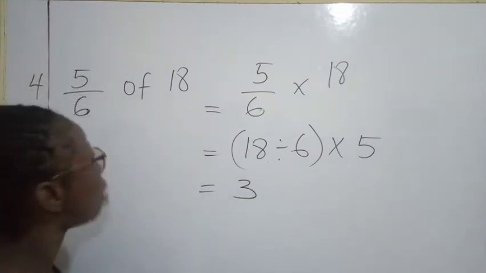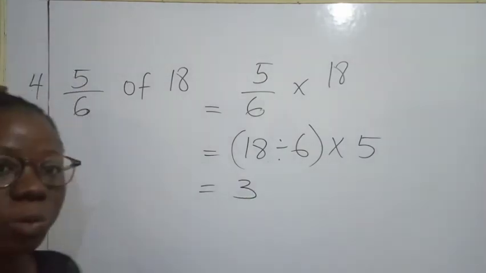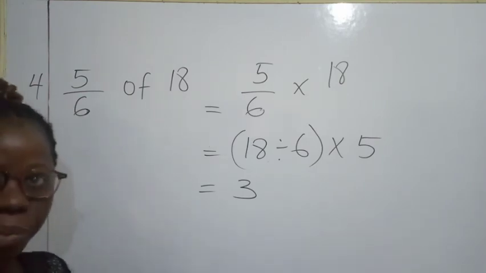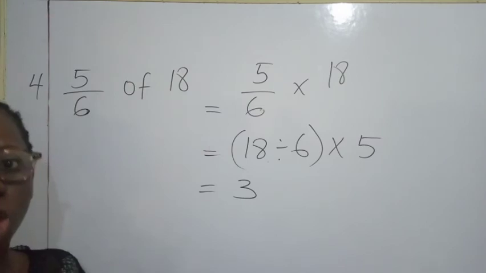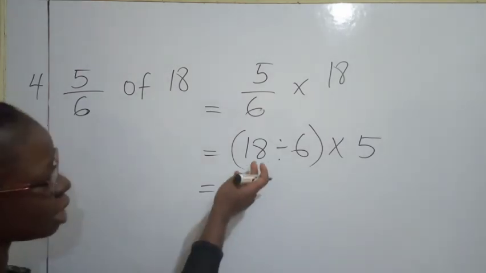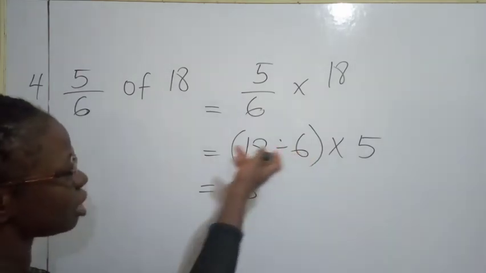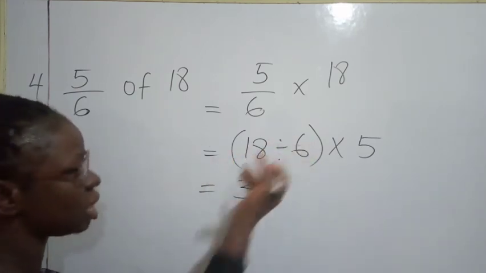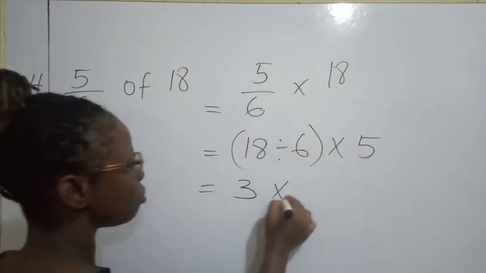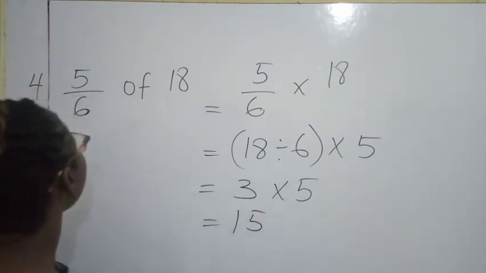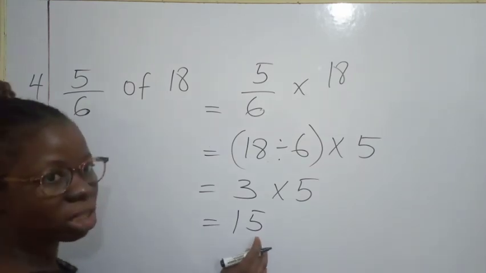Please, at this juncture, I want to tell you that if you know your multiplication table, it will go a long way to help you when you are dividing. If I know my multiplication without counting, without stressing myself, I can divide. So 18 divided by 6, what can I multiply with 6 that will give me 18? That is 3. 3 times 6 is 18. So it means 18 divided by 6 is 3. Then multiply it by the 5. Okay? So 3 times 5 is 15. So 5 all over 6 of 18 will give us 15.